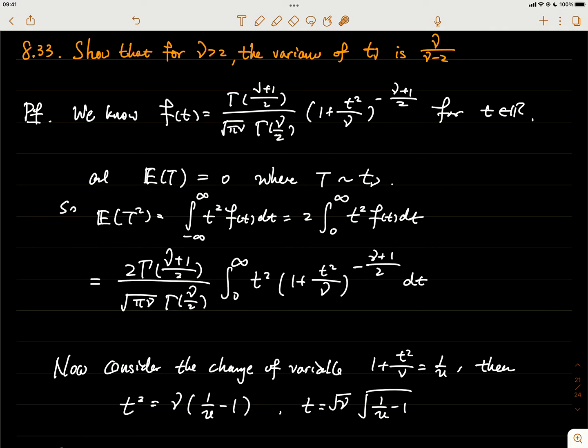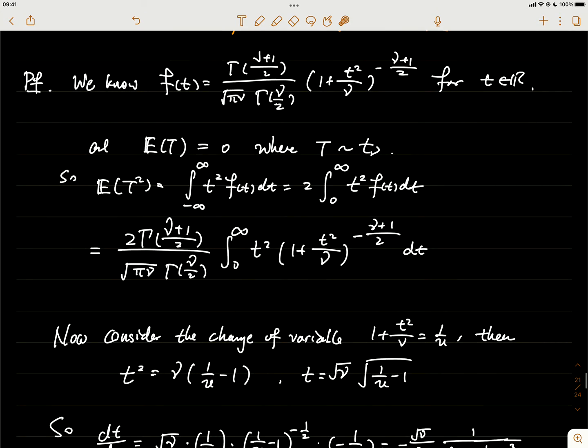By definition, the expectation of t squared is the integral of t squared multiplied by the PDF. And because this is again symmetric, an even function of t, it's just double the integral of this from 0 to positive infinity, but we need the 2 here. Now we just plug in the formula for f and try to compute it.